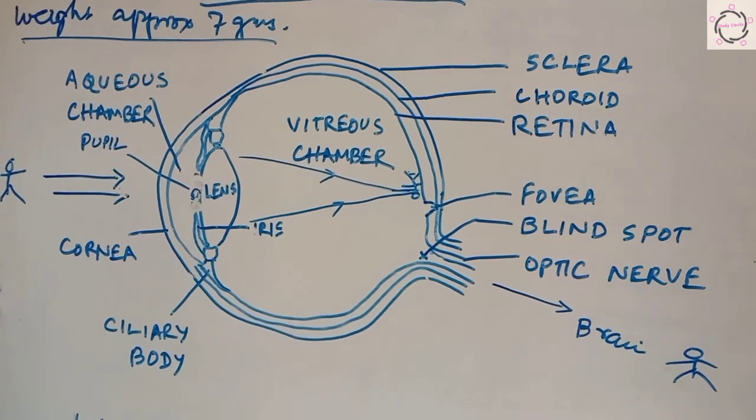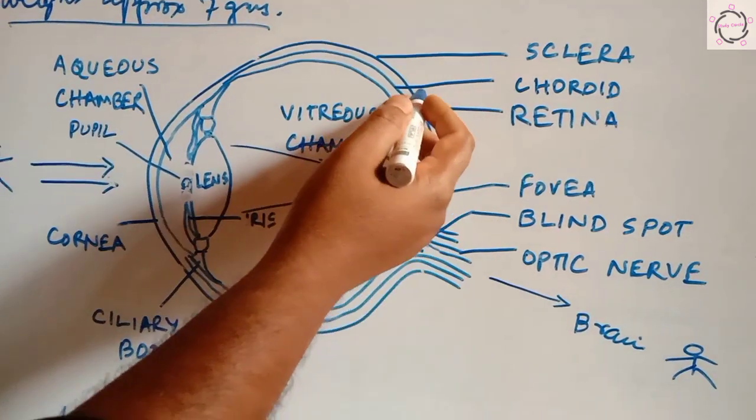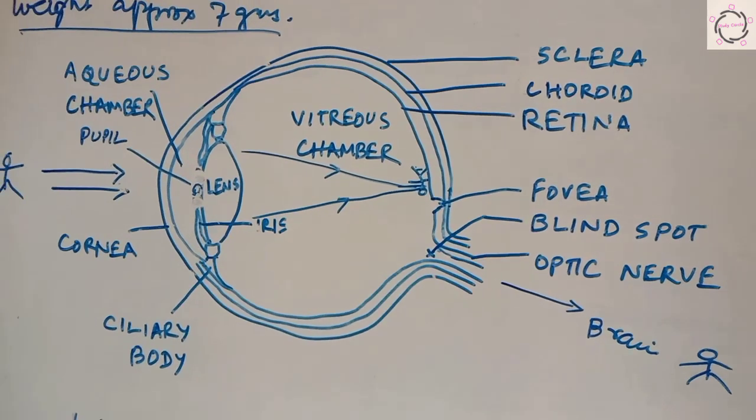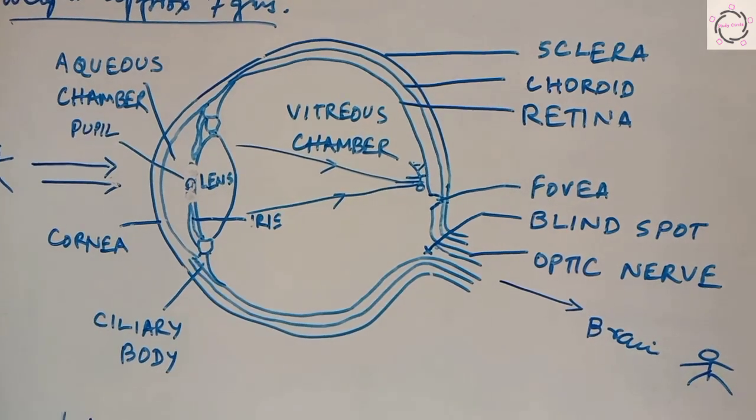Then comes choroid, the next layer. Next layer from the outermost is the choroid, or you can say the middle, that is the choroid.